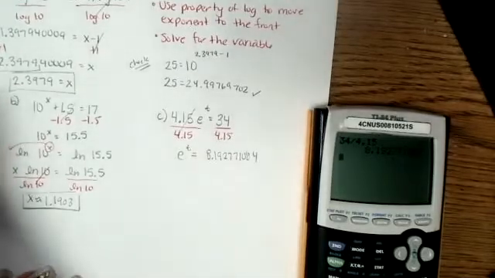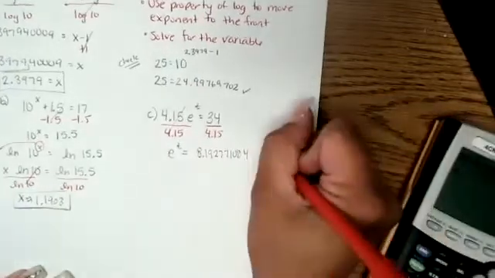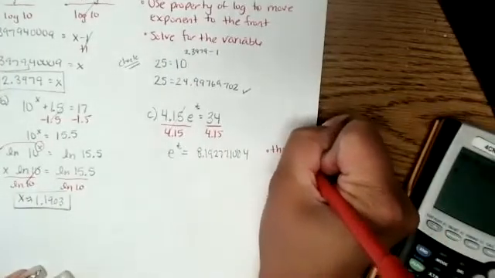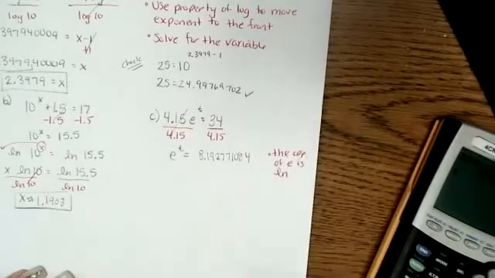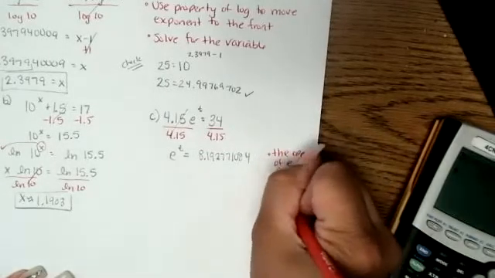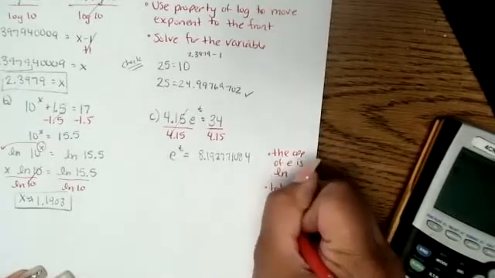Now, you have to remember the opposite of e is ln. So the opposite of e is natural log. So you're going to take the natural log of both sides.